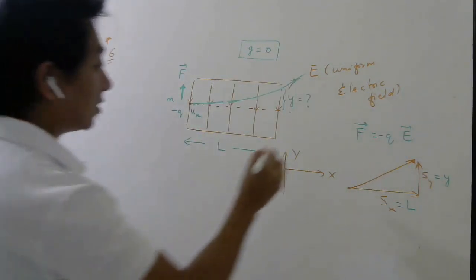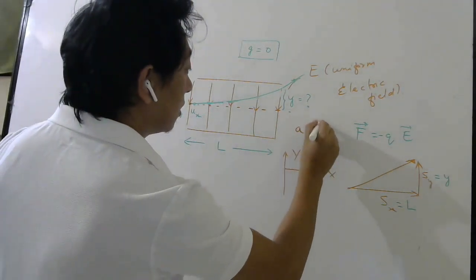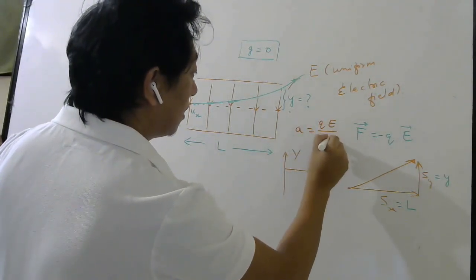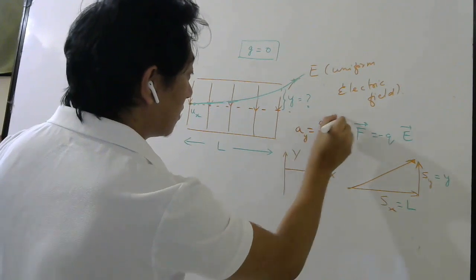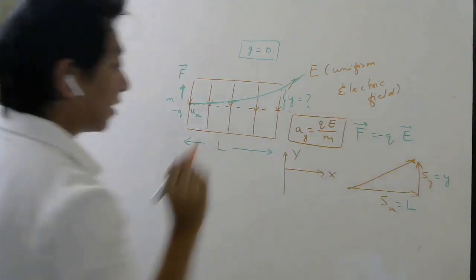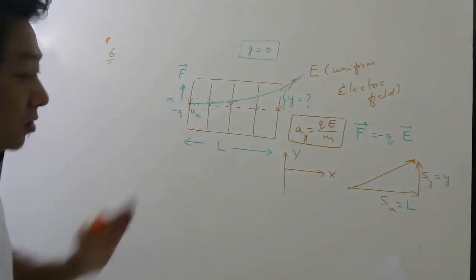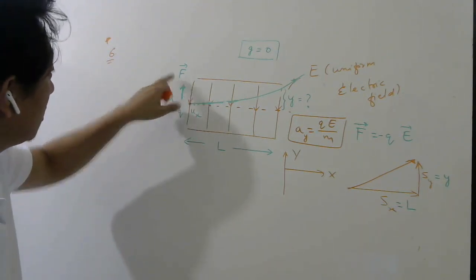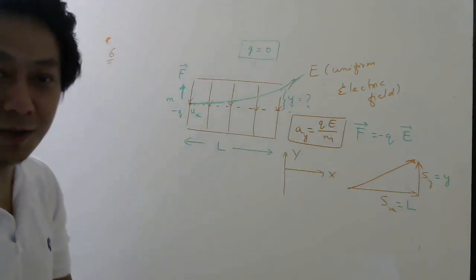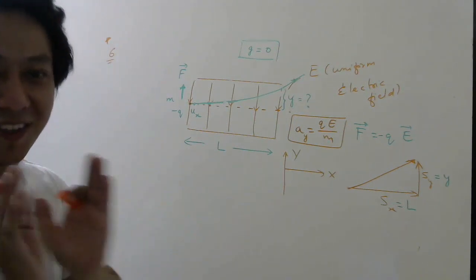So acceleration we found how much? QE divided by m, and this acceleration is along the y-axis. Along the x-axis there is no acceleration, right? Because the force is along the y-axis, so acceleration will also be along the y-axis, Newton's second law.